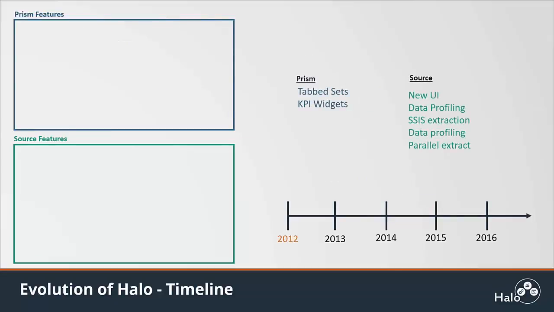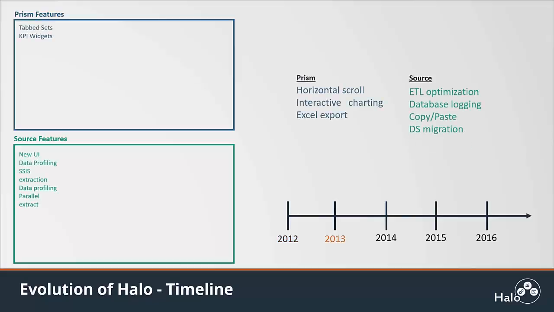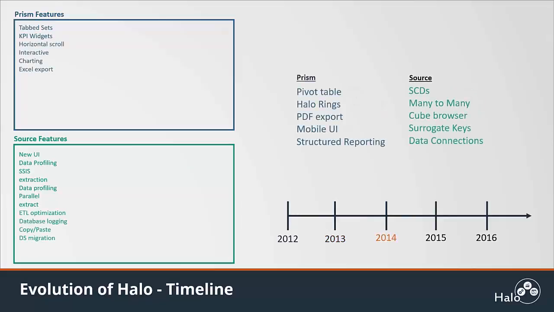In 2012, that is when we rebranded our company as Halo and went from Analysis and Data Server to Prism and Source. In 2012, we released features such as tab sets and KPI widgets on the Prism side. And on the Source side, we rewrote Data Server and released a lot of new capabilities in Source. In 2013, we added our Excel export feature, as well as horizontal scrolling, and focused on ETL optimization. 2014 was a big release for both Prism and Source, where we introduced pivot tables, Halo rings, and our first cut for the mobile UI. And on the Source side, focused on adding capabilities around analysis services.